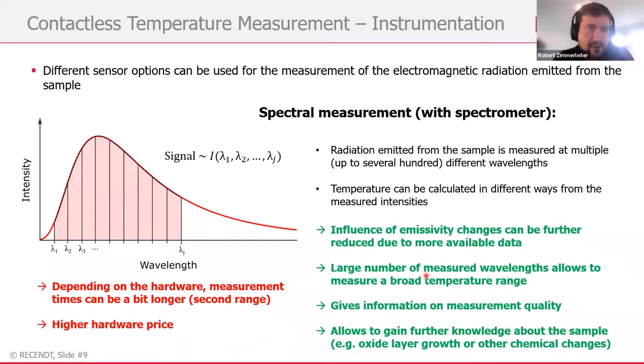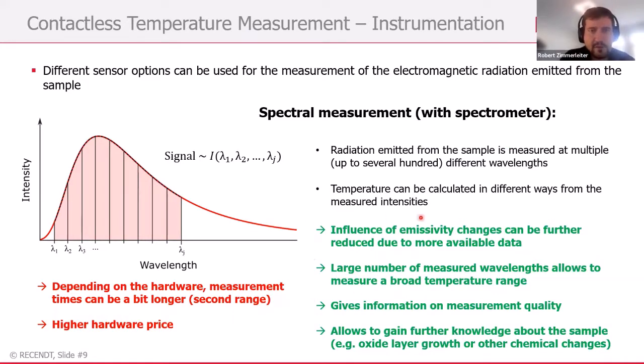So there's a third option, which is the spectral measurement, which you can do with any spectrometer, where you measure the radiation emitted from the sample not at only 2, but at multiple, up to several hundred different wavelengths. So what you get is a reading at a certain number of different wavelengths, and the signal that you get from your sensor is then a function of the intensity at all of these wavelengths. The temperature can be calculated in different ways from the measured intensities. So you could also just emulate the other types of sensors by using 1 or 2 or all of the wavelengths that you measured.